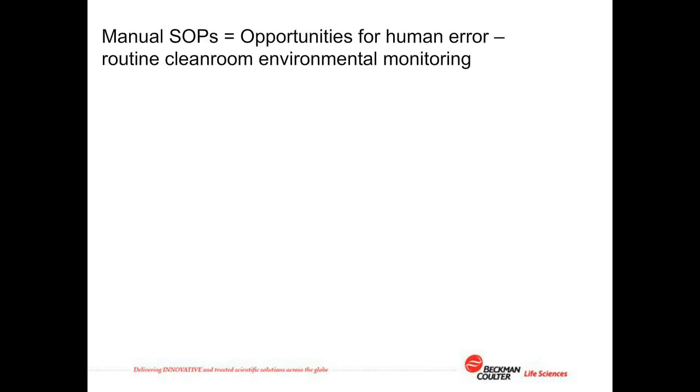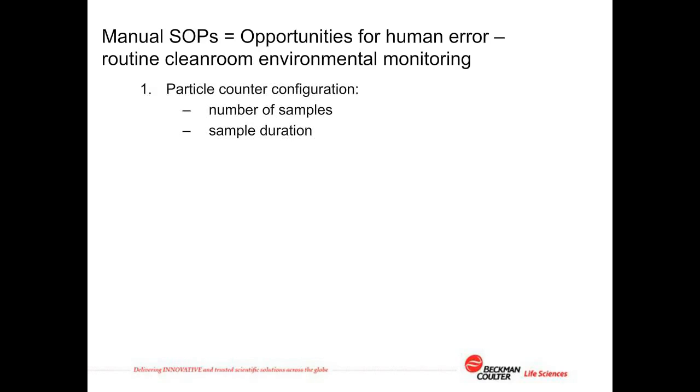So if we just take a look as an example at routine environmental monitoring in the clean room, and look at the touch points where human error could be introduced. First of all, the particle counter doing the routine environmental monitoring has to be configured manually typically. So the number of samples that the counter takes at each location and the time or duration of those samples has to be manually configured.